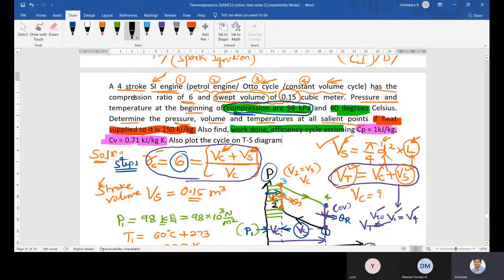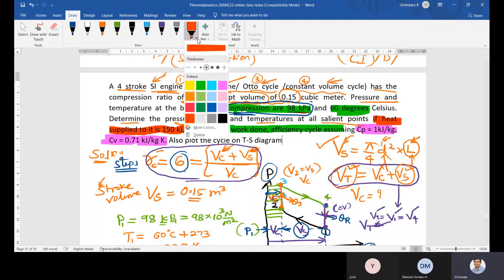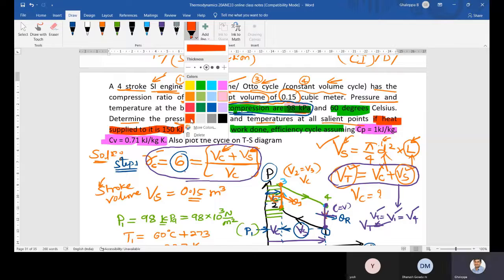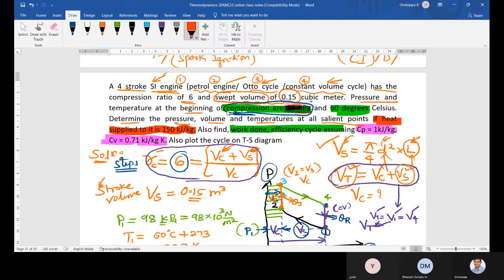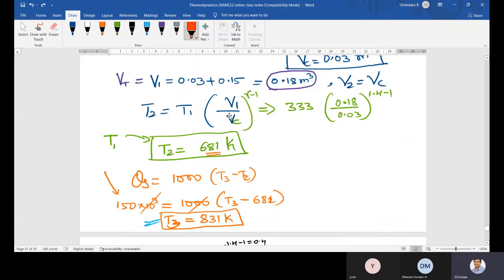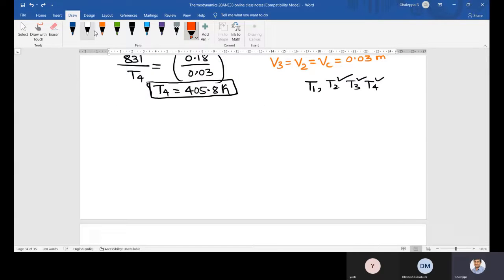How much is the value of P1? 98 kilopascal. Here it is highlighted with the green color. Try to see the value 98 kilopascal. That is the P1 value. So now I will calculate P2, P3 and P4. Write the values. P1 is how much? 98 kilopascal. So 98 into 10 to the power of 3 Newton per meter square.